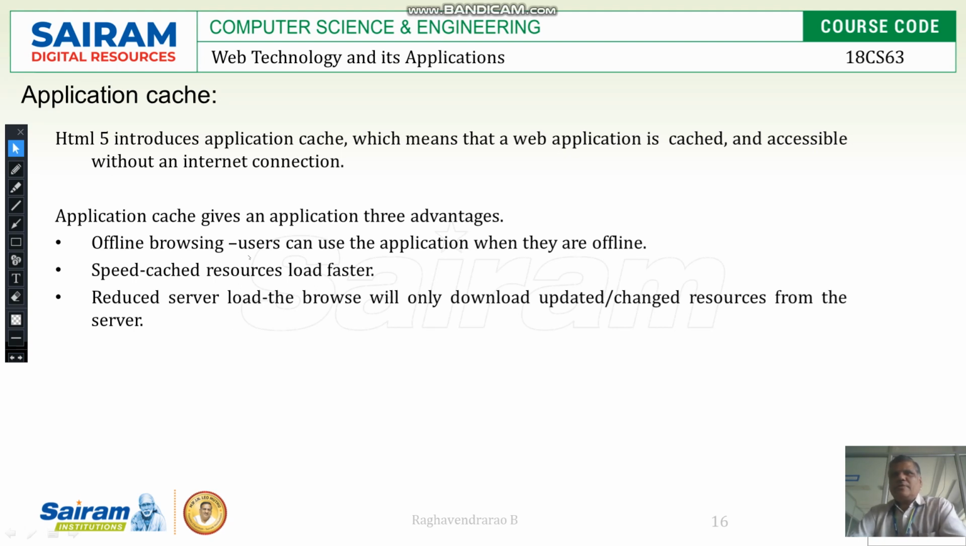Offline browsing means that when the data is stored, you can use it whenever you wish. Speed means that as the data has already been cached, you can read it much faster, so fetching data is easy. Reduced server load means the repetition of tasks, like downloading or uploading unchanged data, is reduced. If you modify some data, only that particular data goes to the server for storage. That is the major role of reduced server load.